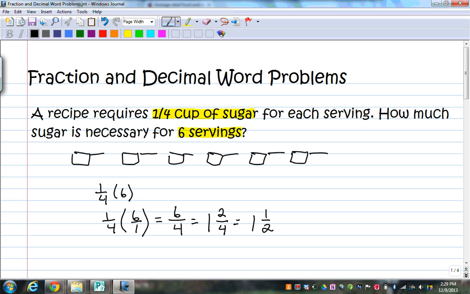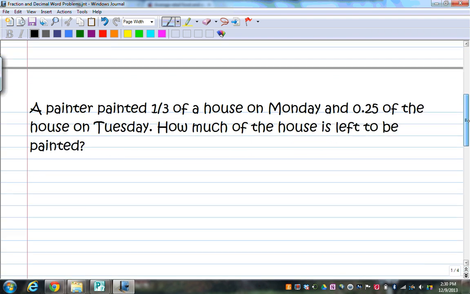Now it's a word problem, so you're not done until you give it a label. 1 and 1/2. And what do we want to know is how much sugar is necessary. So 1 and 1/2 cups of sugar. That's what we are looking to find out for the 6 servings. Okay? Pretty cool. Here's another one.